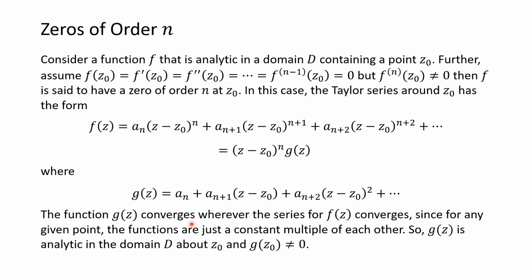And the function g of z converges wherever the series for f of z converges, since for any given point the functions are just a constant multiple of each other. So g of z is analytic in a domain D about z sub 0, and g of z sub 0 doesn't equal 0. That's from our condition up here. So we have that a sub n cannot be 0, otherwise the nth derivative of f evaluated at z sub 0 would equal 0, and that would contradict our assumption. So g of z sub 0 does not equal 0.